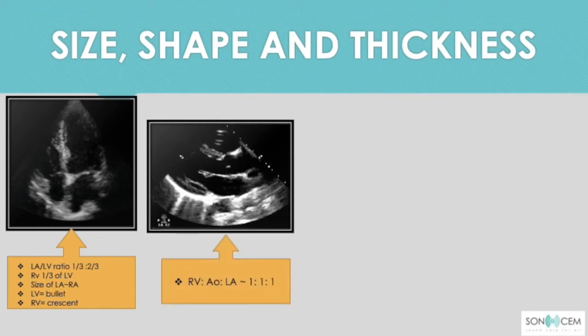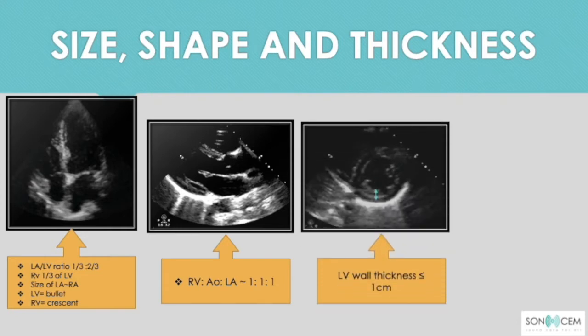From the parasternal long axis view, we can see the size of RV, aorta and LA. The ratio is 1:1 and 2:1. How about the LV wall thickness? LV wall thickness you can see from the parasternal short axis. The normal size is less than 1 cm. You can eyeball it by looking at the ruler at the side.